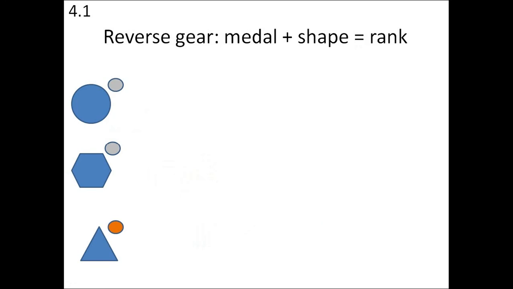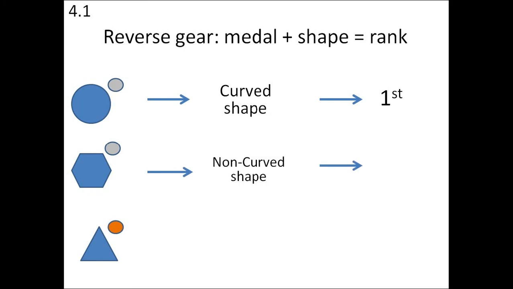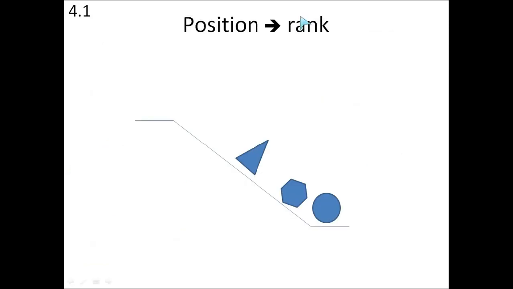So let's reverse the process. If we knew the shape and the medal, can we work out the rank? And yes, we can. But the first thing we need to ask ourselves is, what is the shape we're dealing with? Is it a curved shape, like a circle, or is it a straight shape? So with a curved shape, we know that if it's silver, that's first place. Whereas if it's silver and it's a straight edge shape, a non-curved shape, then we know it's not first, but second. And the bronze is equal on both sides, so it doesn't really matter what the shape is. And that's third.